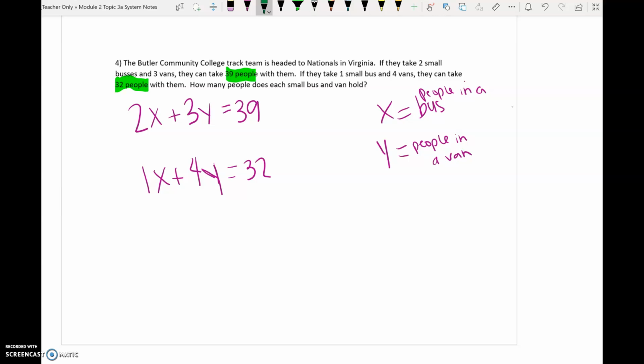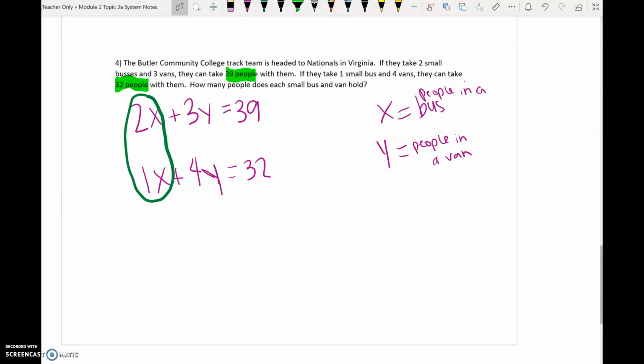Now comes the part of elimination. The whole point of elimination is to eliminate or get rid of a variable. I can either match my X's or my Y's. So I want you to think about, well, is it going to be easier to match these X's? Or is it going to be easier to match these Y's? And whenever there's a 1 in front, you're always going to want to match that one. So I really want to match these.